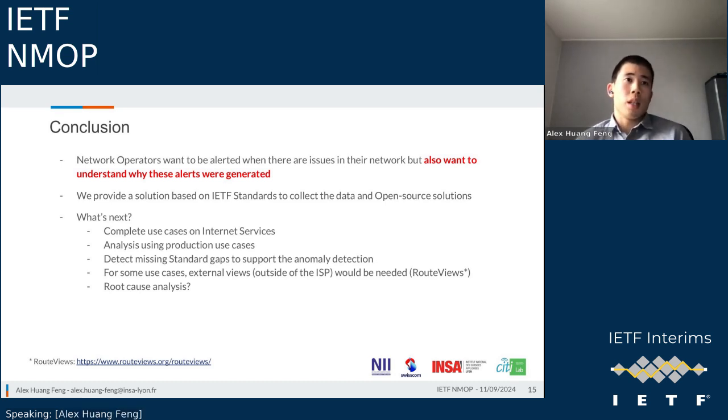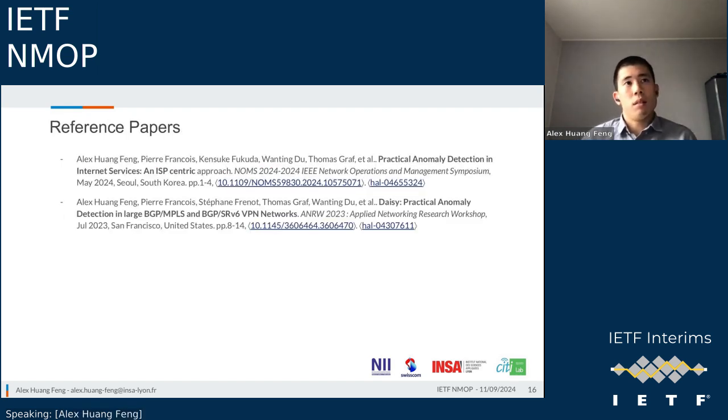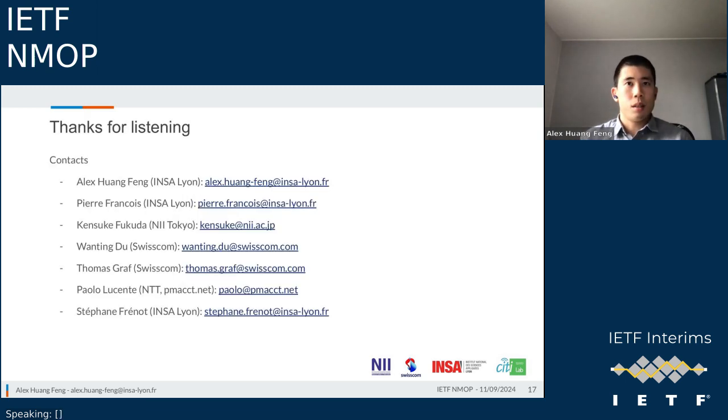Another goal of this project is also detecting missing gaps that could support anomaly detection for service providers. Maybe in some use cases, we might need external views, such as route views, and maybe in the future, root cause analysis. And then just for reference, this work has been presented in IEEE NOMS in this paper, so anyone interested can go to that paper, and the second paper is on the VPN networks. So thank you very much, and I am open for questions if there are any.